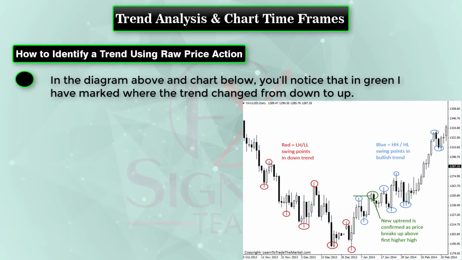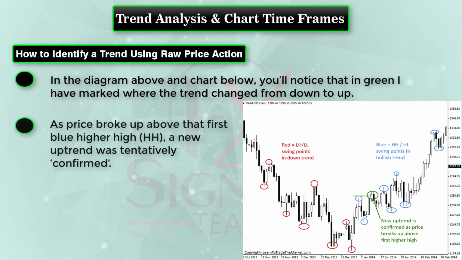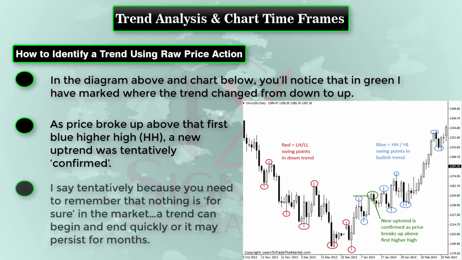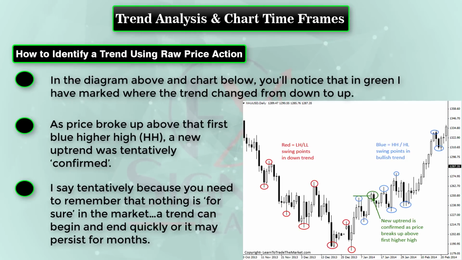In the diagram above and chart below, you will notice that in green I have marked where the trend changed from down to up. As price broke up above that first blue higher high, a new uptrend was tentatively confirmed. I say tentatively because you need to remember that nothing is for sure in the market. A trend can begin and end quickly, or it may persist for months.